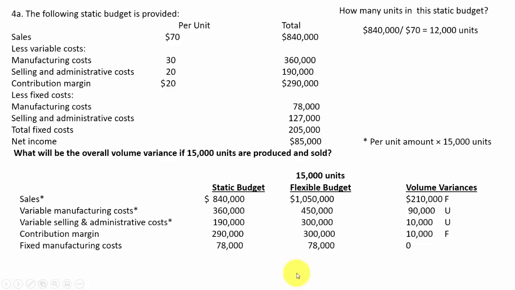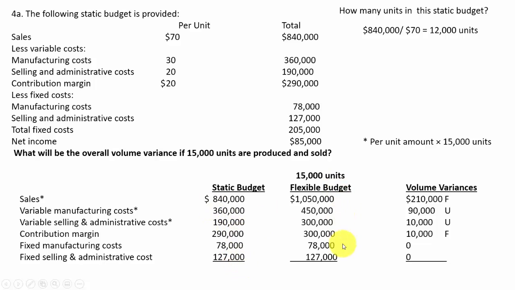Next, we'll go to fixed costs. And these fixed costs, they don't change. So whether it's static budget or whether it's the flexible budget, they should be the same. So there's no variance there. Same thing with the fixed selling and administrative cost. No difference there in the flexible versus the static budget because they're fixed costs, because they don't change.